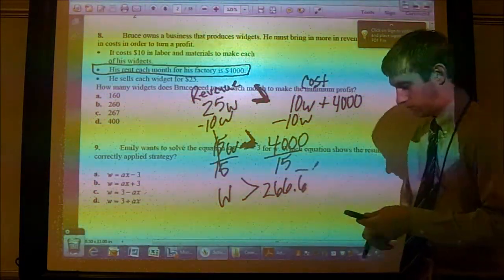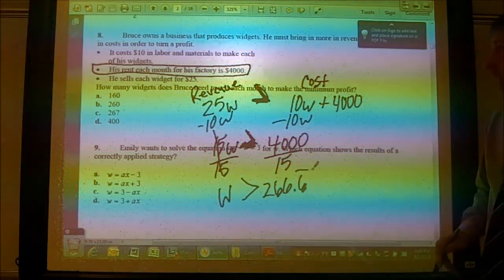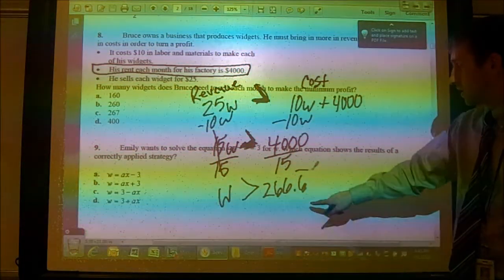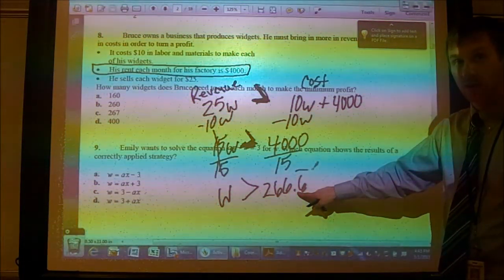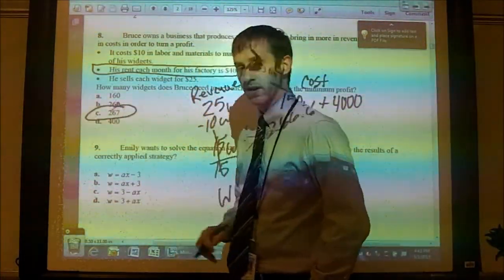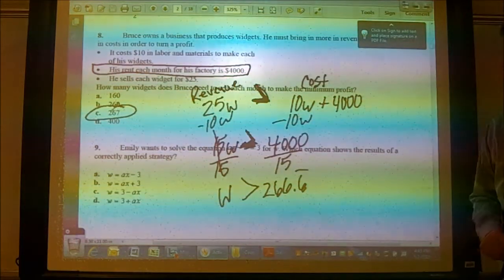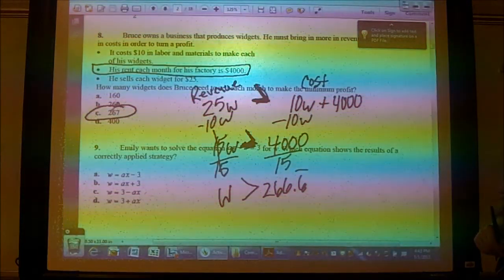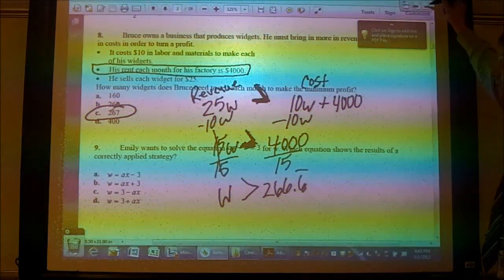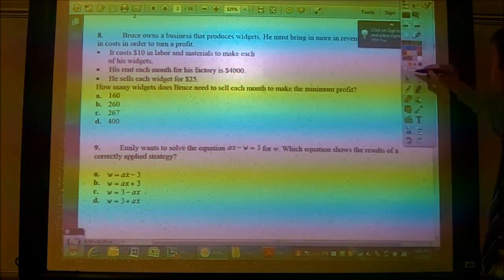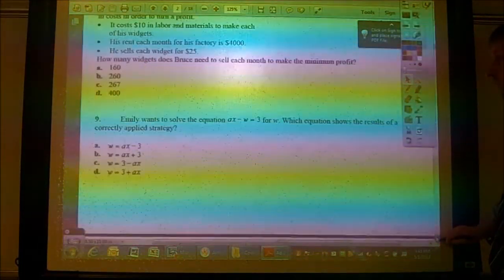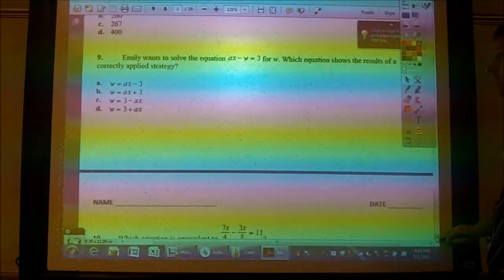266.6 repeating. Okay? And so how many widgets does Bruce need to sell each month to make a profit? Well, he needs to sell more than 266.6, which is 267, right? He needs to sell 267 widgets to make a profit. Again, profit means your revenue is bigger than your costs. It's a good real-world question there for all you future business people. All right, number 9.